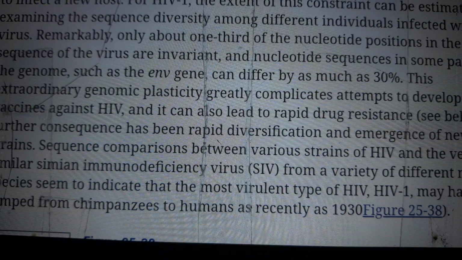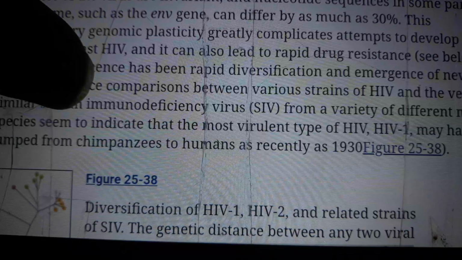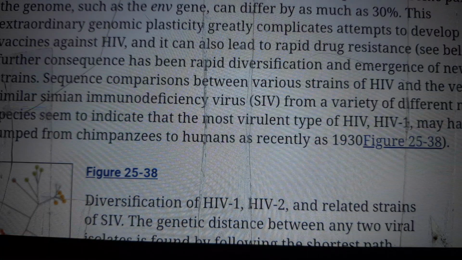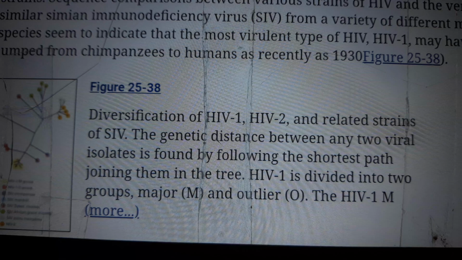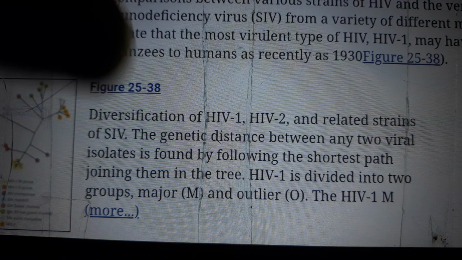Furthermore, rapid viral diversification in one host does not necessarily lead to rapid evolution of the virus in the population, as a mutated virus may not be able to infect a new host. For HIV-1, the extent of this constraint can be estimated by examining the sequence diversity among different individuals infected with the virus. Remarkably, about 1/3 of the nucleotide positions in the coding sequence of the virus are invariant, although some parts of the genome, such as the env gene, can differ by 30%. This extraordinary genomic plasticity greatly complicates attempts to develop vaccines against HIV and leads to rapid drug resistance. A further consequence has been rapid diversification and the emergence of new HIV strains.